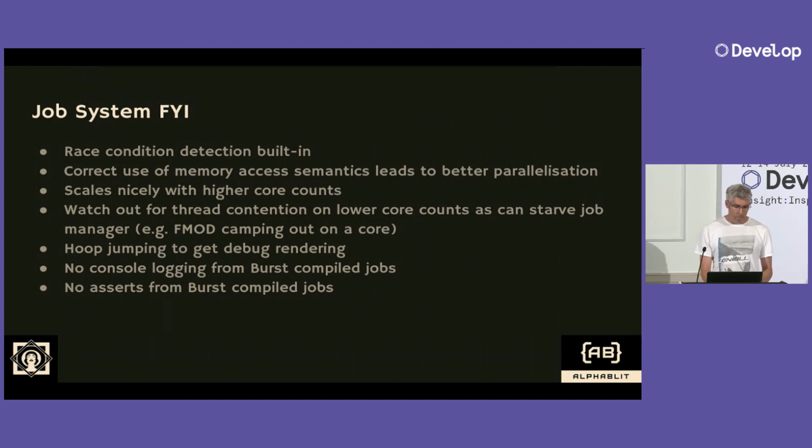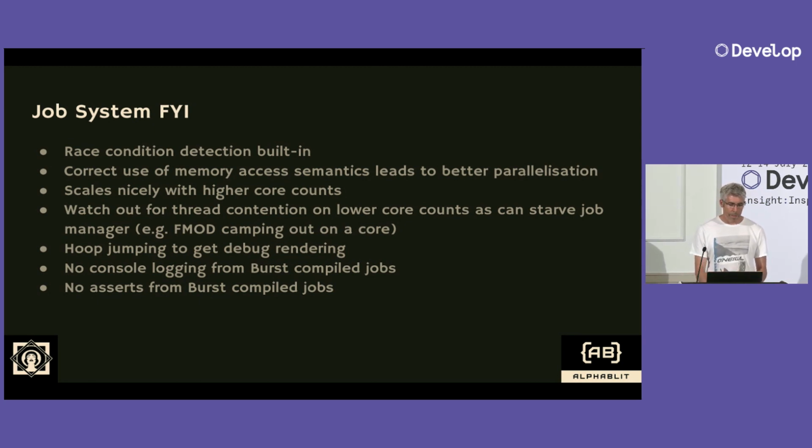So just to throw out some job system terminology. Race condition detection is built into the job system, which is a nice feature. One of the challenges of writing multi-threaded code is you can often create these race conditions. You can use the memory access semantics, so you can specify members to your jobs as being read-only or read-write or write. Setting that up correctly ensures better parallelization, so the scheduler can parallelize your jobs better.